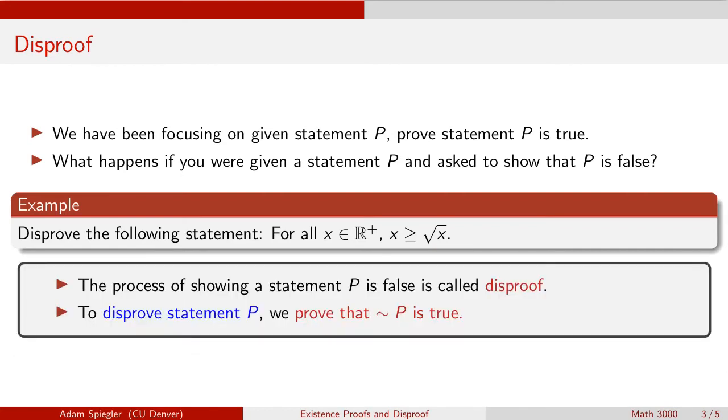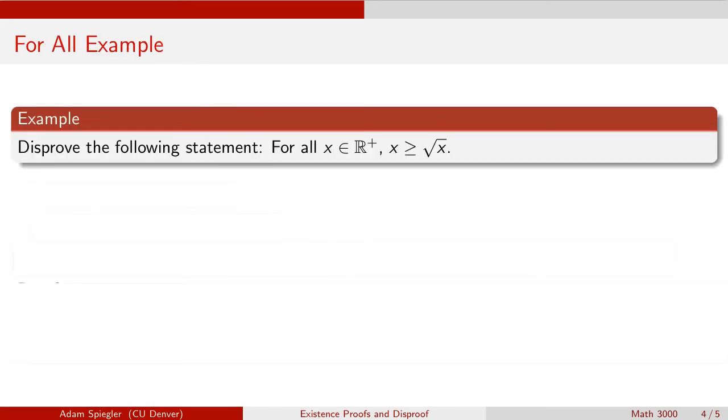And this would be an example of what is called disproof. So the process of showing that a statement is false, we call that disproof. And the way that we can disprove a statement P is to show that its negation, not P, is true. So let's see how this disproof would work for this example, where we want to disprove the statement that for all positive real numbers, x is going to be greater than or equal to its square root.